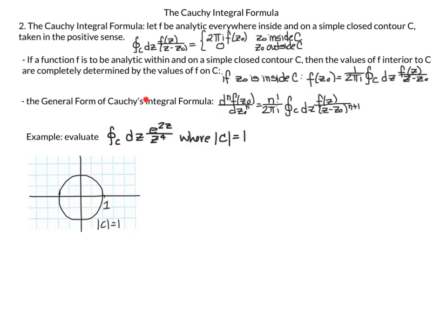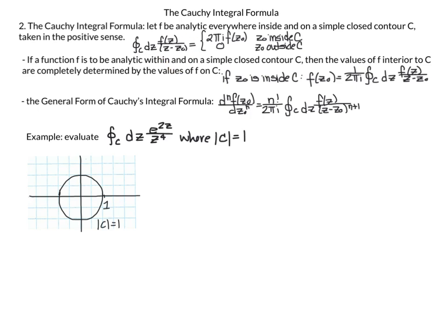And we will do an example of using this general form of Cauchy's integral. So we have the integral over C, C is the circle of radius 1, and I've drawn that here, dz of e to the 2z over z to the 4th. So now we can look at this and we can see where it's going to be difficult to get this form, if not impossible.